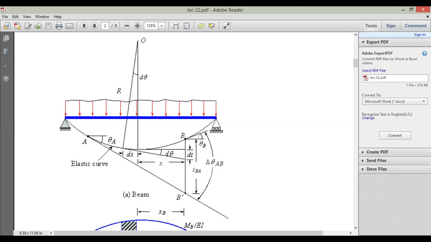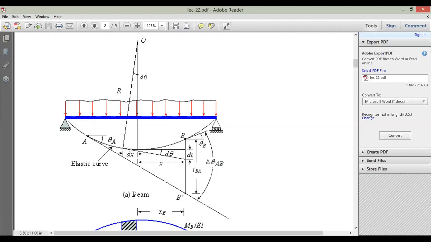This is also a tangent. A tangent is drawn on this curve that is representing the deflection of the beam in the sagging condition. So this is the elastic curve, and this is the beam. This is making an angle of theta A, and here it is making an angle of theta B. So the deflection of the beam at end A and end B in terms of angle is given by theta A and theta B.